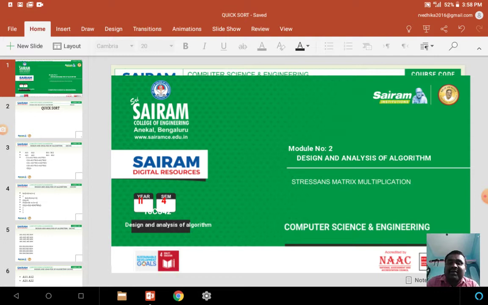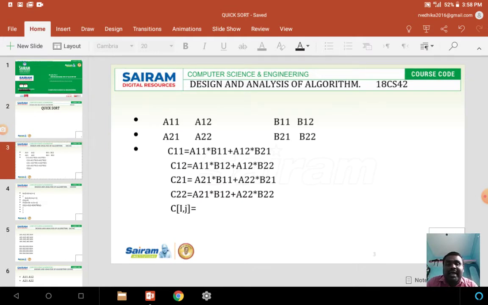So now I'll take one small example. A matrix is A11, A12, A21, A22. B matrix is B11, B12, B21, B22. Before performing multiplication, I have to check the order of each matrix. The order of the first matrix is 2 cross 2, and the order of the second matrix is also 2 cross 2. So the first matrix column is equal to the second matrix row, and the resultant matrix will have the first matrix row and the second matrix column, so 2 by 2.